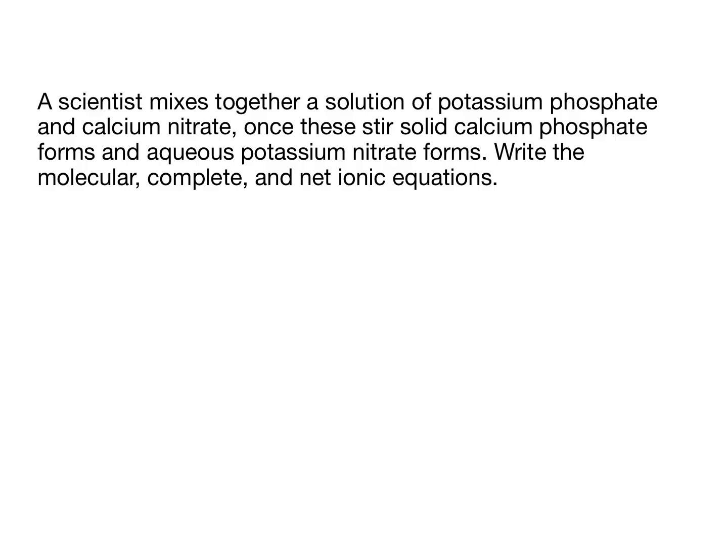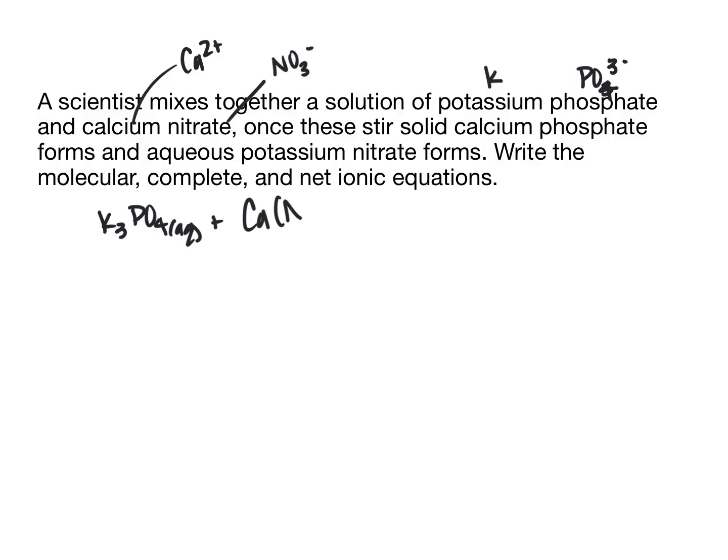compounds. So potassium phosphate, we have K, and PO4 3 minus. So we have K3PO4, aqueous, plus calcium nitrate. So we have Ca2+ and NO3 minus. So we have calcium NO3 twice, also aqueous. And then we have calcium phosphate.